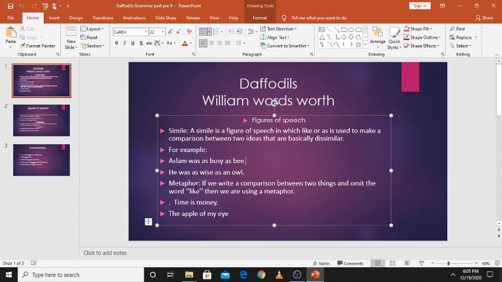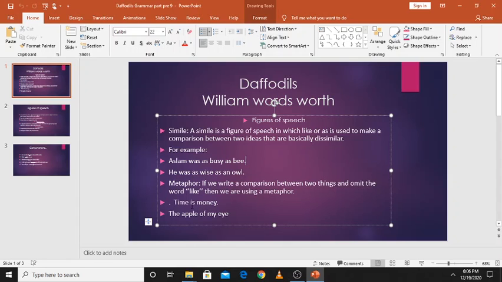Next we have metaphor. If we write a comparison between two things and omit the word like, then we are using a metaphor. Metaphor is again used for comparison, but there we skip the word like or as. Whenever we skip the word between two different things, that is called a metaphor.